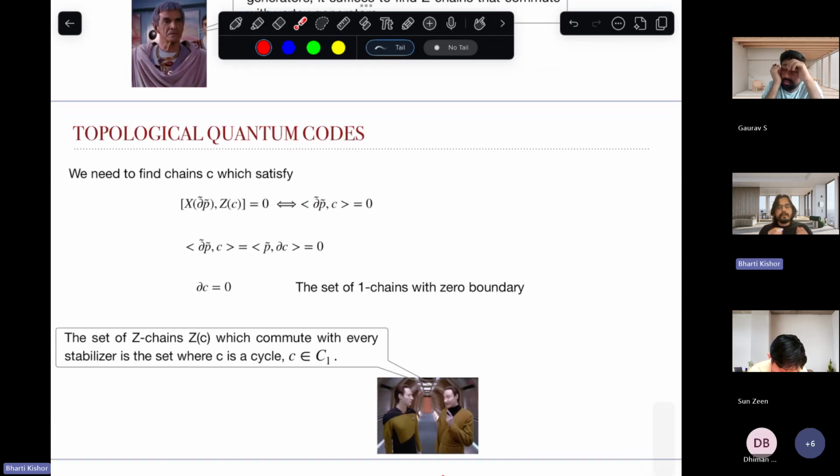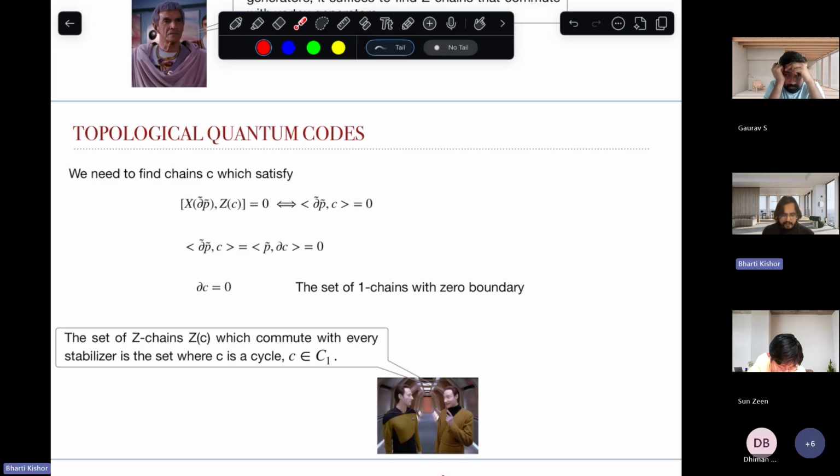Last time we were doing some hand waving, but still it was rigorous enough, and we were explaining what those objects, those logical operators, are. But now topology will help us. So we have to find all those p tilde, like delta tilde p tilde.